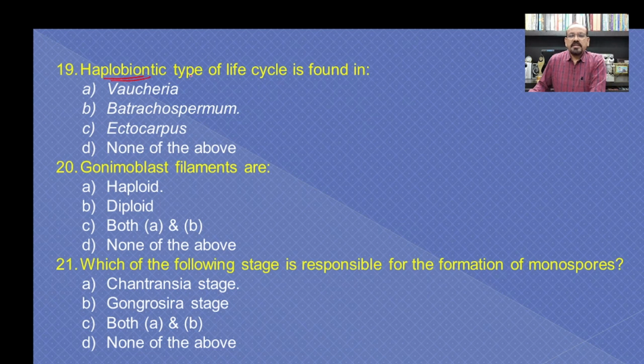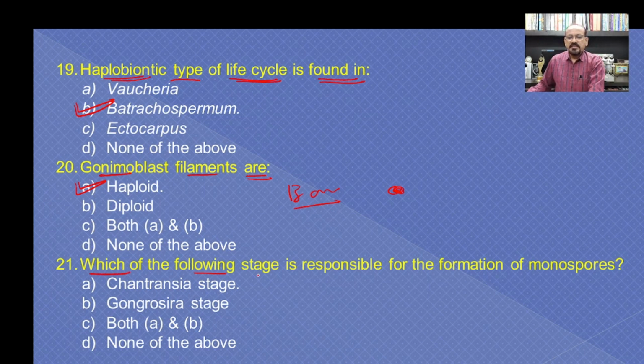Then haplobiontic type of life cycle is found in. The characteristic feature of the Batrachospermum is that there is a presence of the haplobiontic life cycle. Then gonimoblast filaments are, after fertilization in Batrachospermum from the carposporophyte or the zygote, there is a development of new filaments, and that is known as the gonimoblast filament, and those gonimoblast filaments are haploid because they are formed after the meiosis in the zygote.